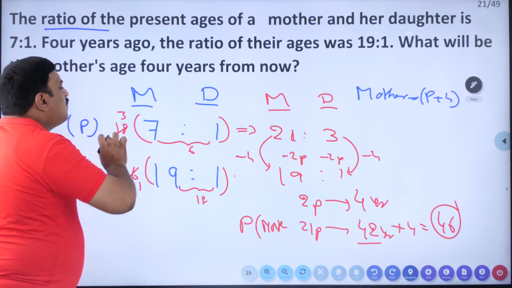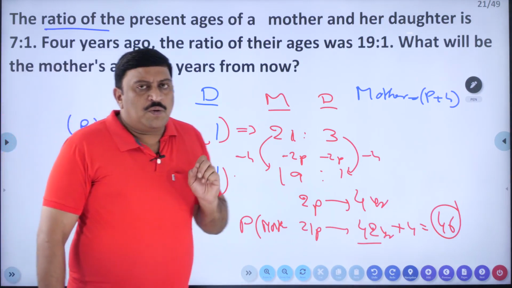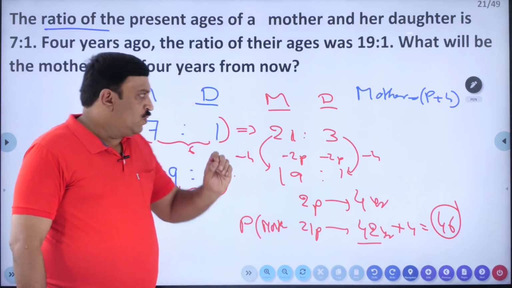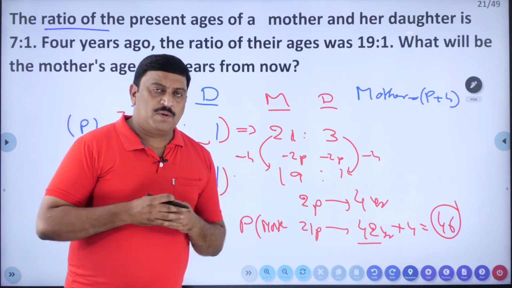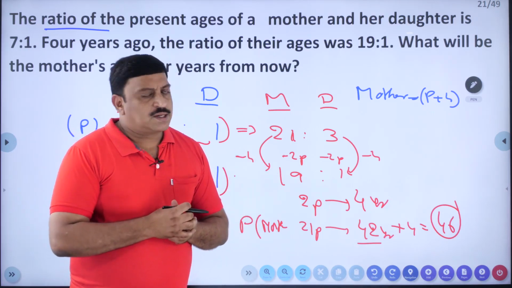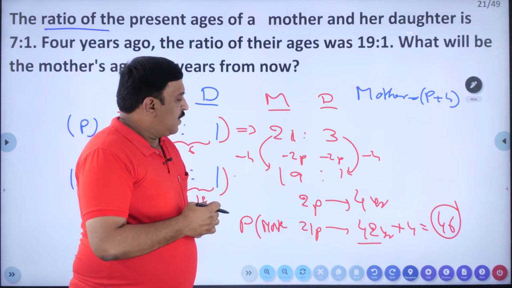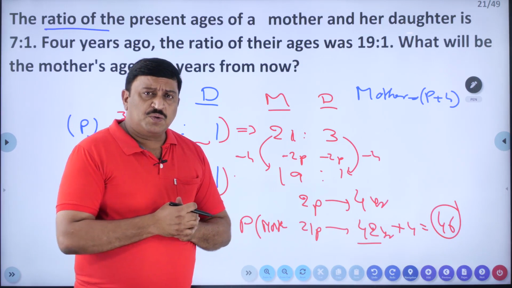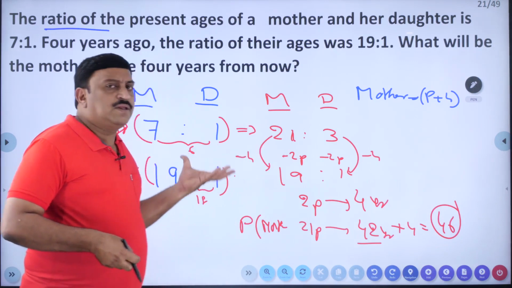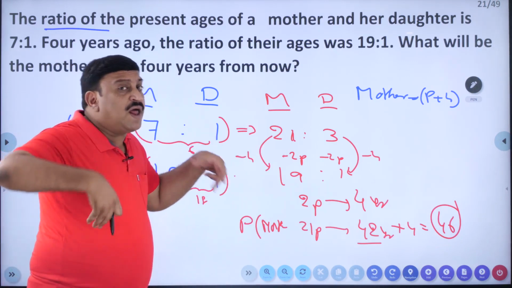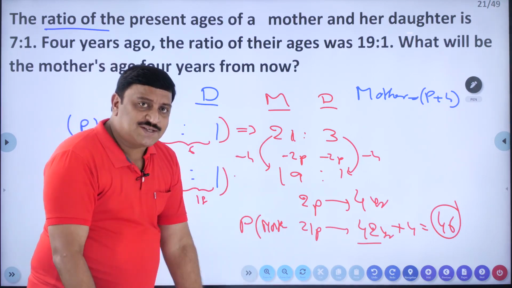While balancing, don't multiply the entire 18. This one 6, 6 1s, 6 3s. Nobody has dared to do the ages in this manner. Once you have learned with other faculty, no problem. Any other coaching centers also, no problem. But these are all my innovations, and all the questions in ages you can do. We can relate anything based on the concept of the balancing technique. Why has the balancing technique come? Because the difference between any two persons is constant.